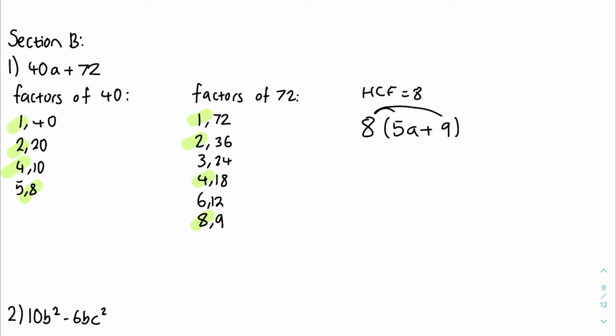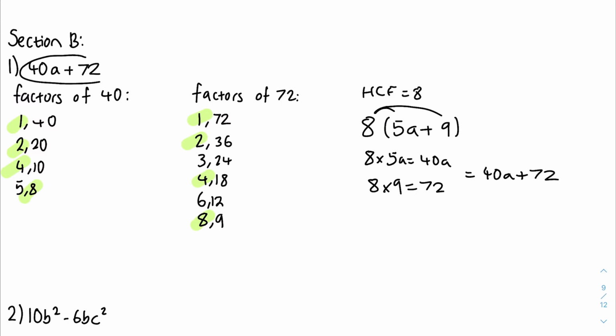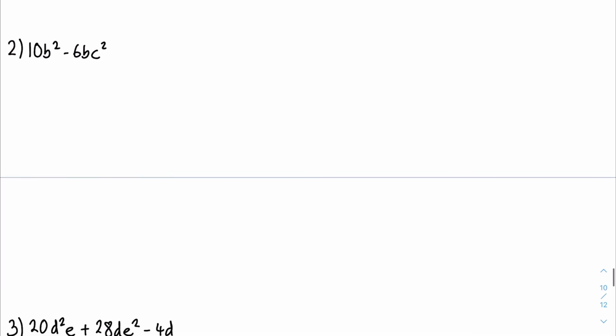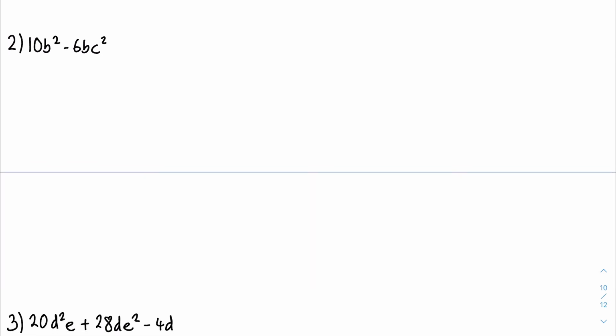So we can do 8 multiplied by 5a, which is 40a, and then 8 multiplied by 9, which is 72. So this will then simplify to give us 40a plus 72, which is what we started with. So we know we've done this one all right. Okay. Moving on to question 2, we've then got 10b squared minus 6bc squared.